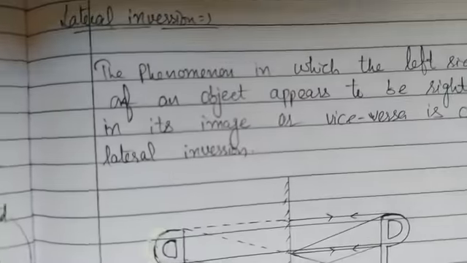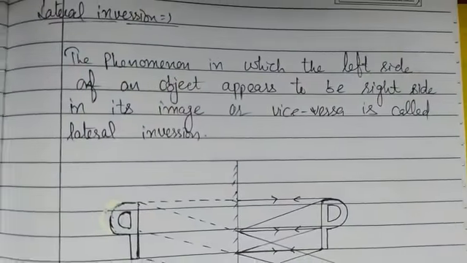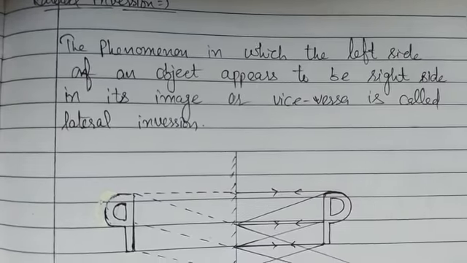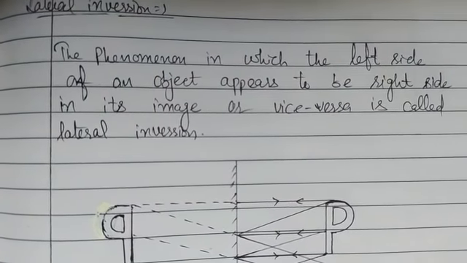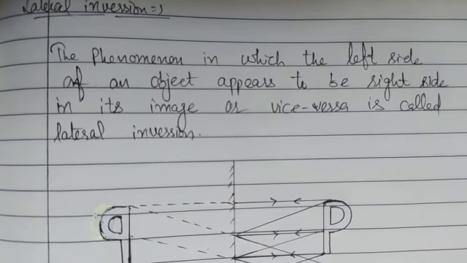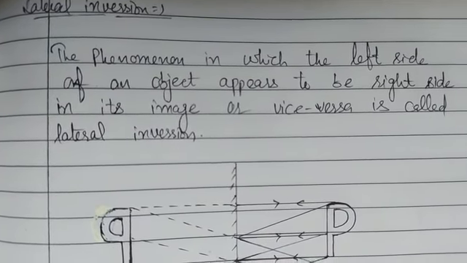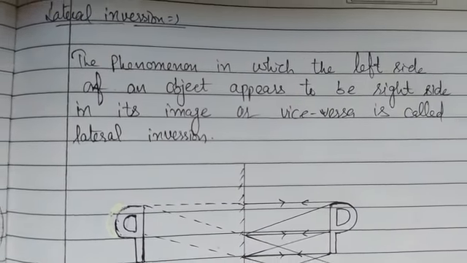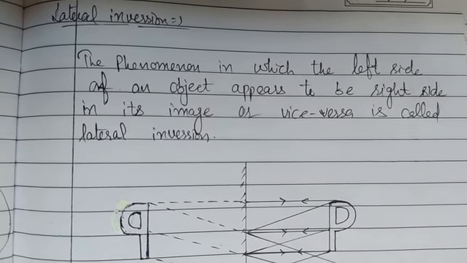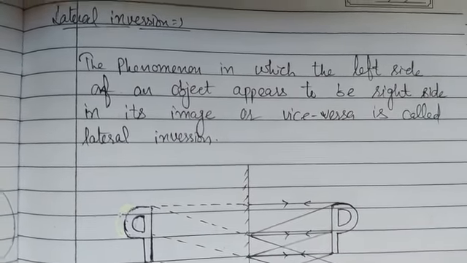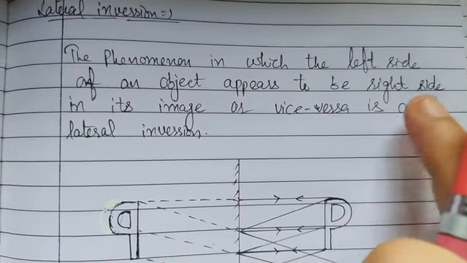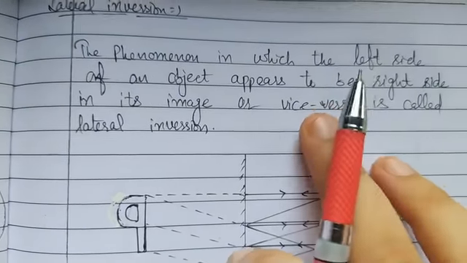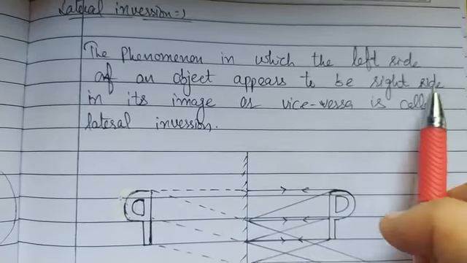Next topic is lateral inversion. What is lateral inversion? As we know, if we see our right hand in the mirror, it will appear left to us, and if we see our left hand, then it will appear right to us in the plane mirror. That means the image of the left hand will appear as the right hand, and the image of the right hand will appear as the left hand. And if we pick a pen or pencil in the left hand, then it will appear in the right hand. So this phenomenon in which the left side of an object appears to be the right side in its image, or vice versa, is called lateral inversion.